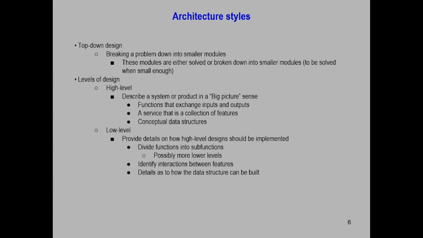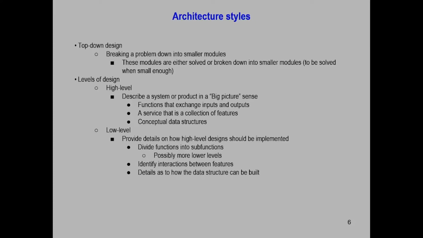So top-down design, breaking a problem down into smaller modules. These modules are either solved or broken down into smaller modules themselves to be solved when small enough, like I was saying before. Levels of design. We've got high level, which is the stuff at the top of that module tree, the decomposition. These describe a system or product in a big picture sense, much like the conceptual art and conceptual design that we were looking at earlier.